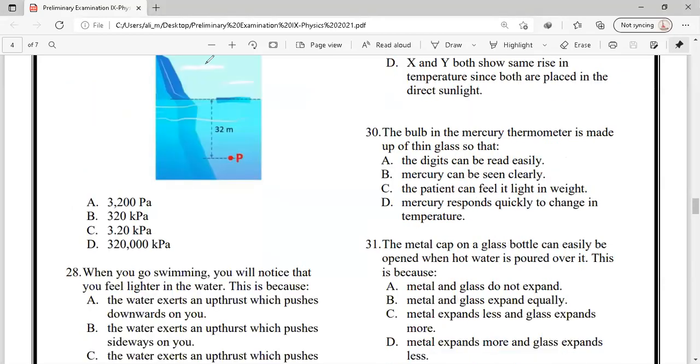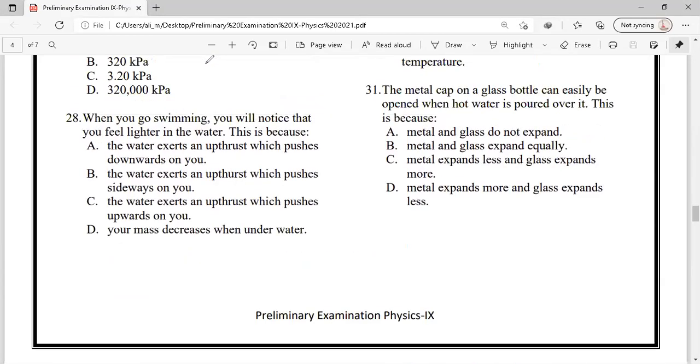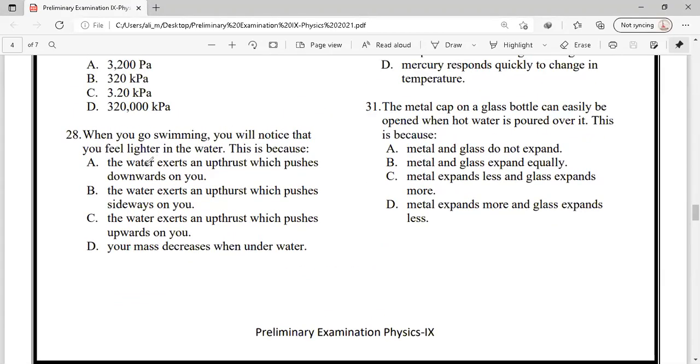Let's move to our next question, that is question number 28. When you go swimming, you will notice that you feel lighter in water. This is the reason behind this phenomena.